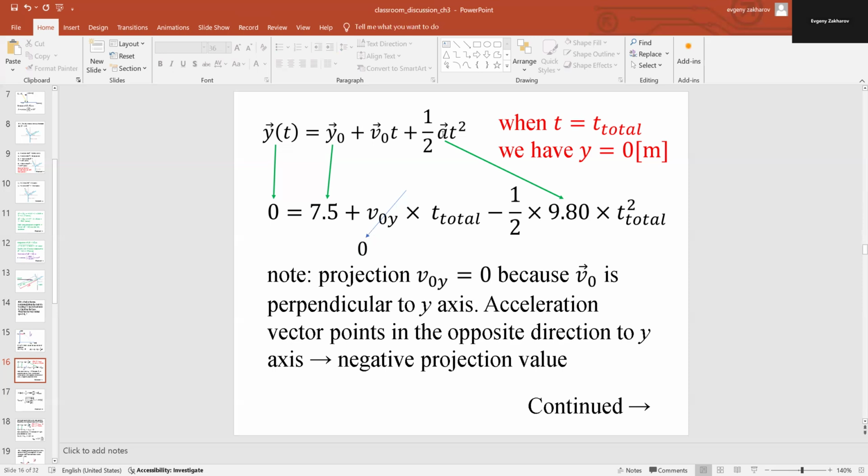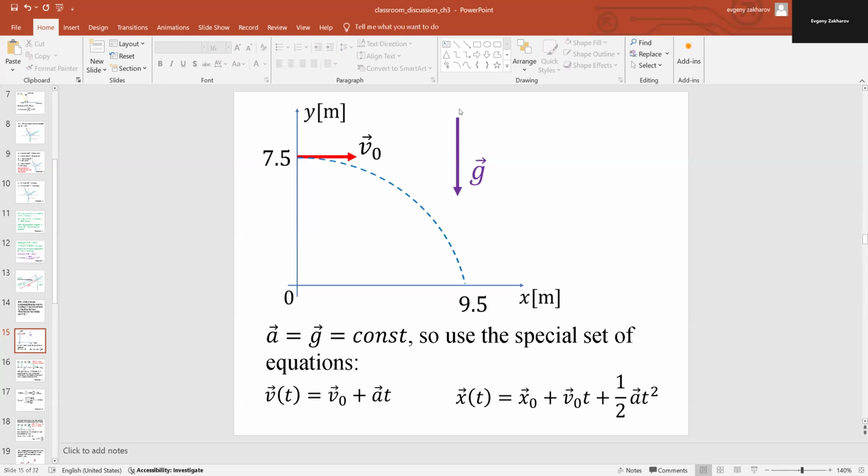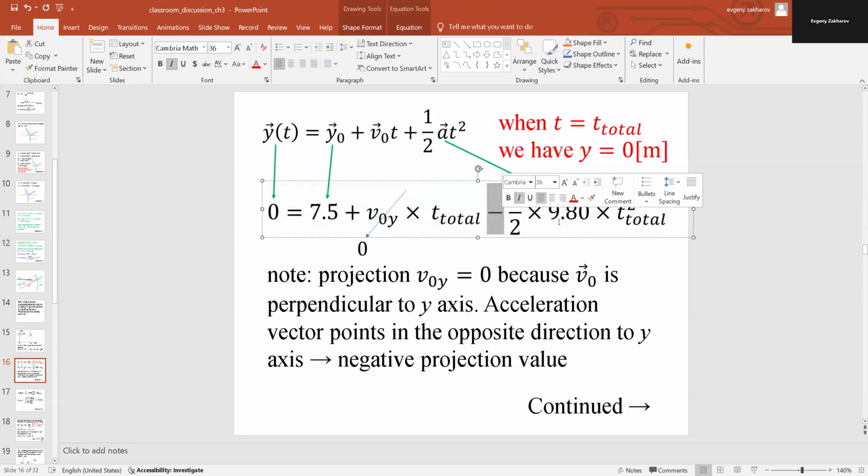And then acceleration is free fall acceleration. And for y-axis, what do we have? The y-axis goes up for positive, and acceleration goes down. So it is negative 9.8 times the time squared. It's the same time that you have for the second expression. And you solve quadratic.